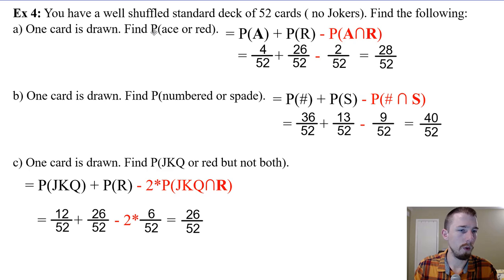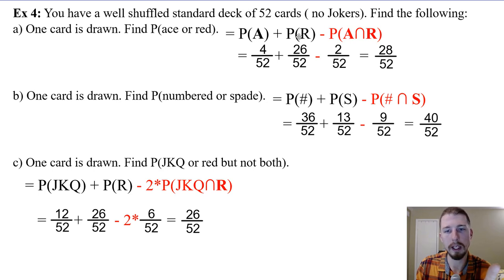All right, so on this one card is drawn. Find the probability it's an ace or a red. So probability it's an ace. There are 4 aces out of 52, so it'll be 4 out of 52. Out of red, half the cards are red, the other half are black, so that would be 26 out of 52. But then we have to subtract the intersection of those two.